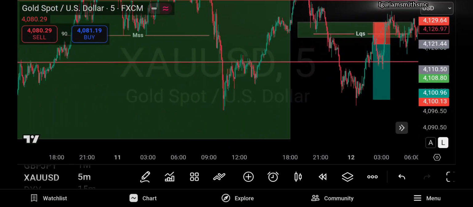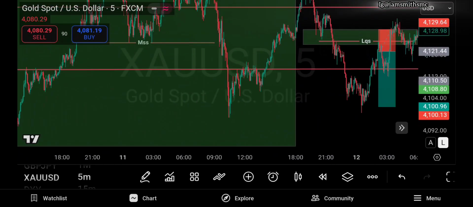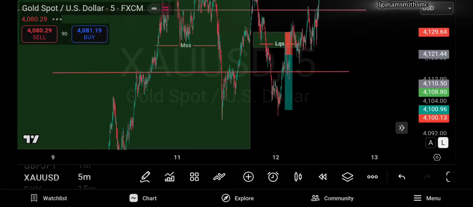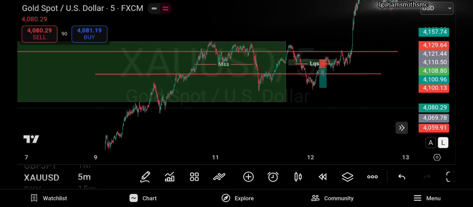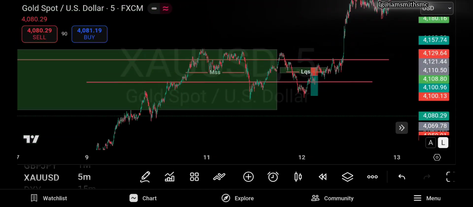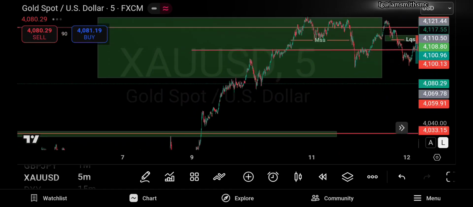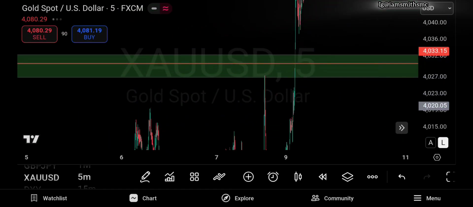That is the analysis. But please, make sure this particular strategy is aligned with what is currently going on in the market. Otherwise, you might regret it. That's just it. You might regret it as a person.